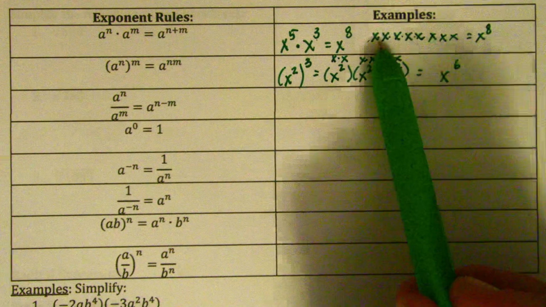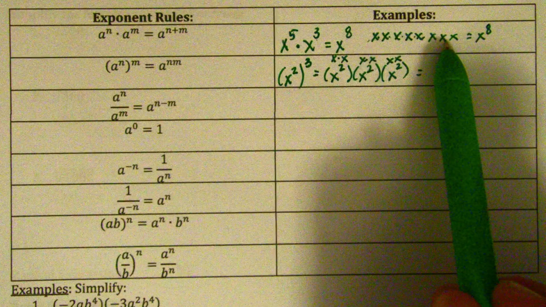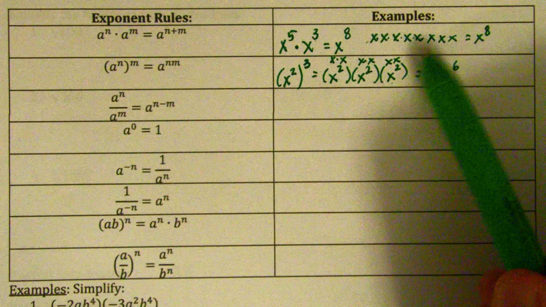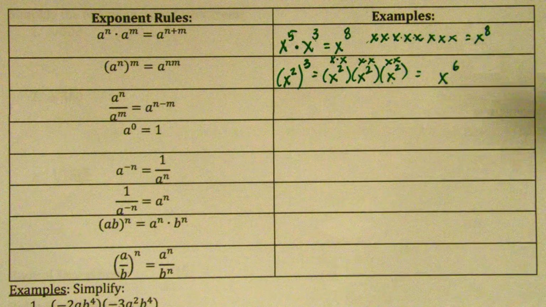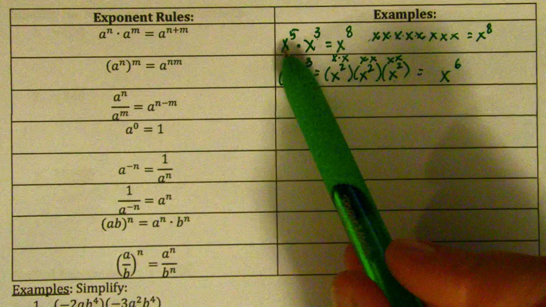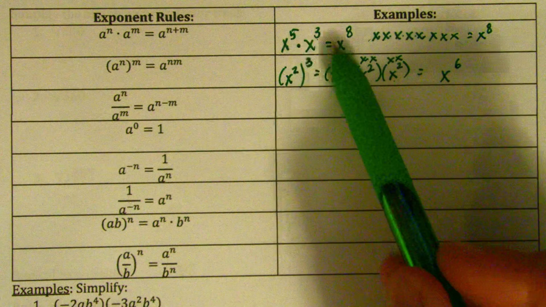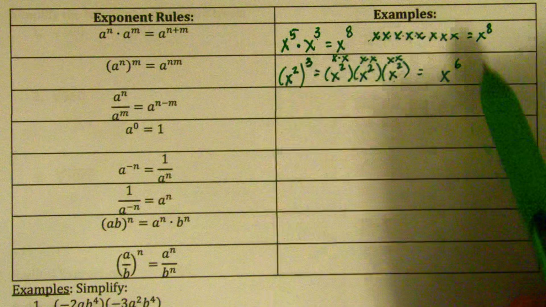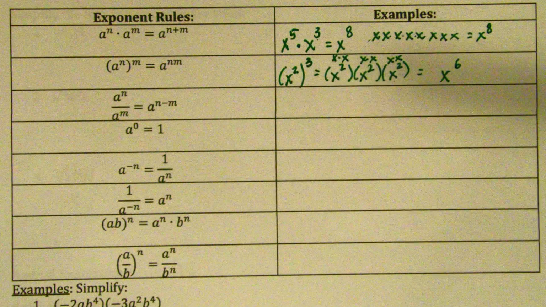Now I'm showing you all of the why here, why this works the way it does. You don't have to do that every time if you don't need it. If this is a helpful tool for you, feel free to show that work. But if you're able to go from x to the 5th power times x to the 3rd power to x to the 8th power, or from x squared to the 3rd power to x to the 6th power, that's totally fine.